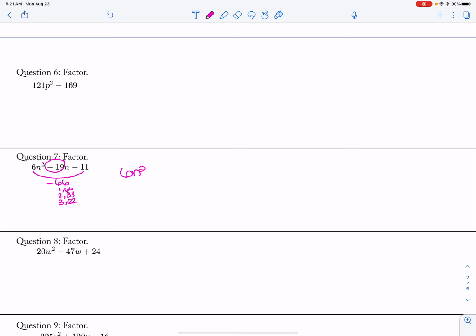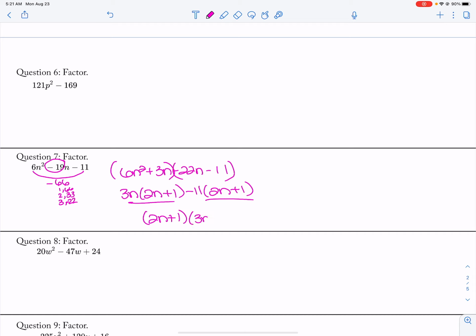So 6n squared plus 3n minus 22n minus 11. Factor by grouping again. So I get 3n on the outside, 2n plus 1, and then a minus 2, and no, minus 11, just kidding. Minus 11, and I get a 2n plus 1 on the inside. So then this factors to a 2n plus 1 and a 3n minus 11. Okay. All right, moving right along.